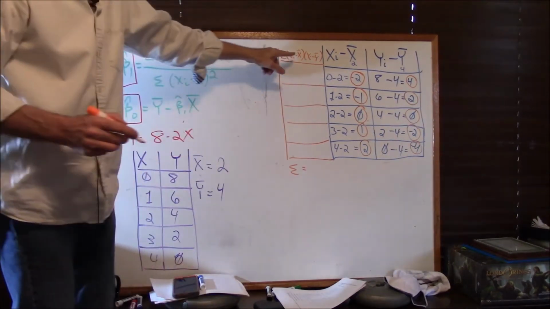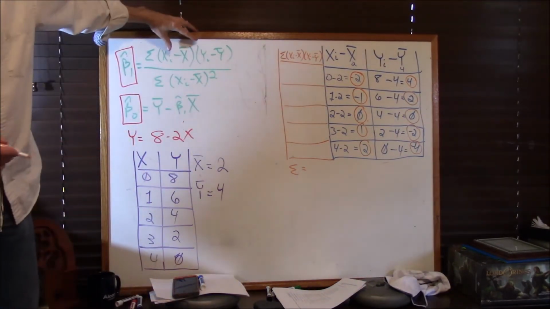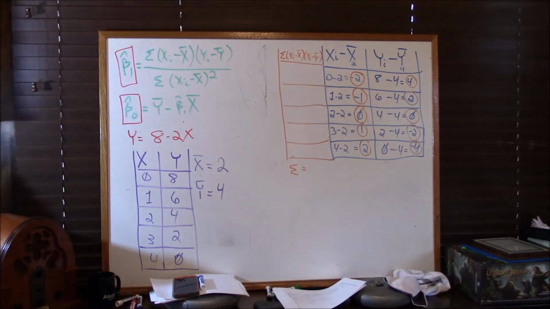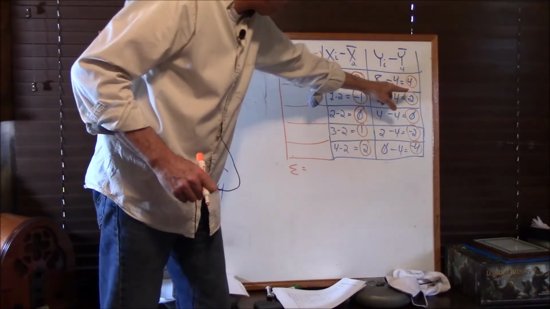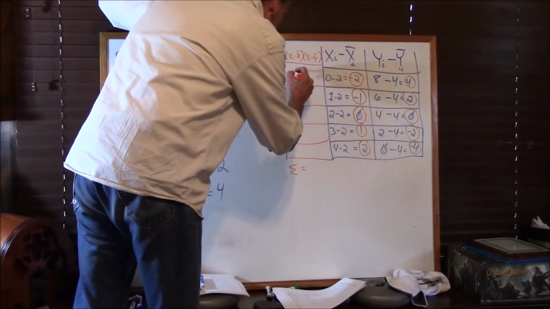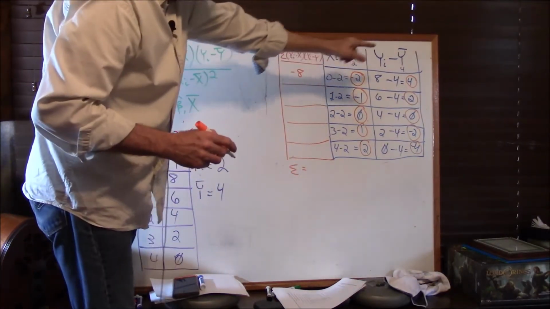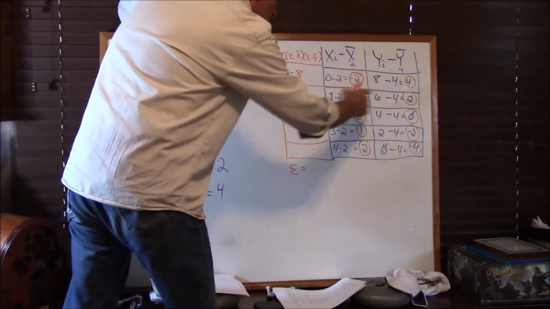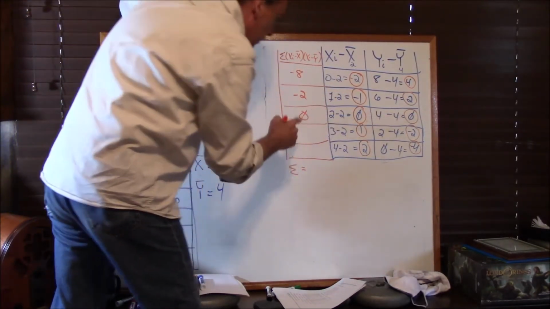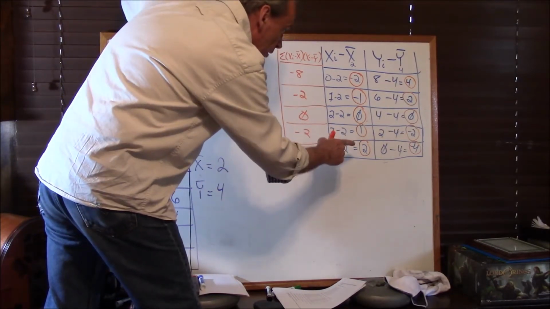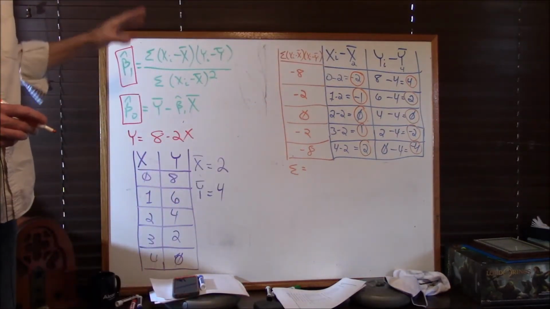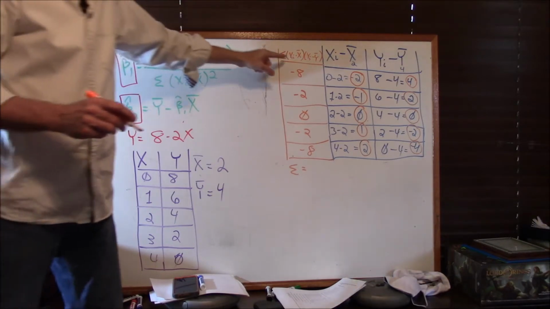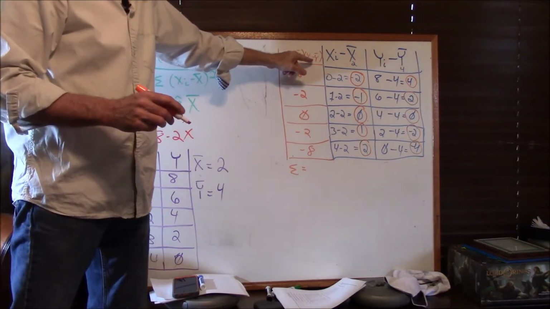Okay, this column right here is going to be the result of this calculation here, where it is x sub i minus x bar times y sub i minus y bar. So what is x sub i minus x bar times y sub i minus y bar? It's going to be negative 8. Negative 2 times 4, negative 8. Negative 2 times 1, 0 times 0, 1 times negative 2, and 2 times negative 4.